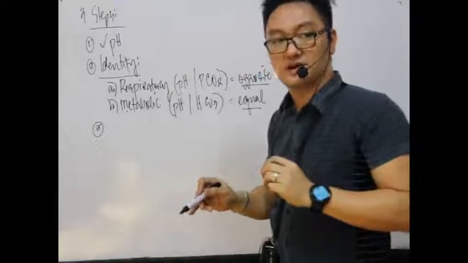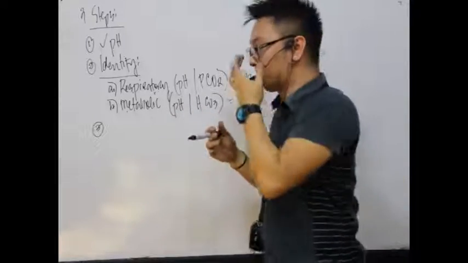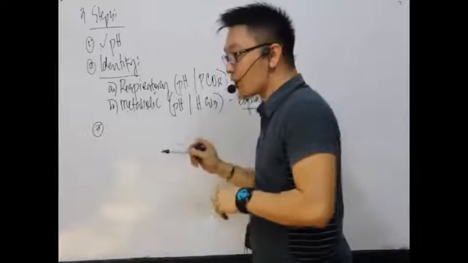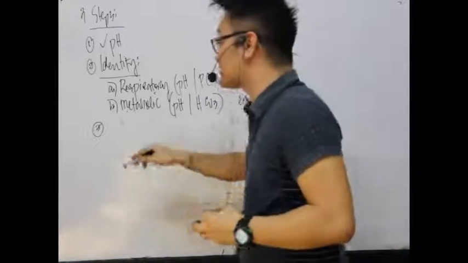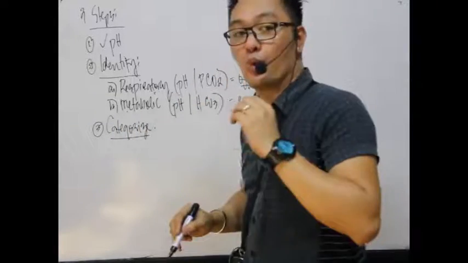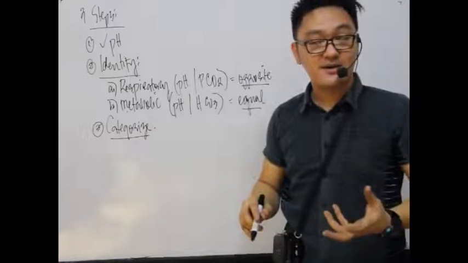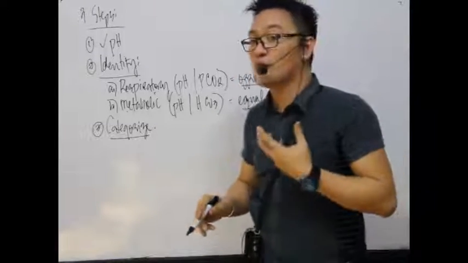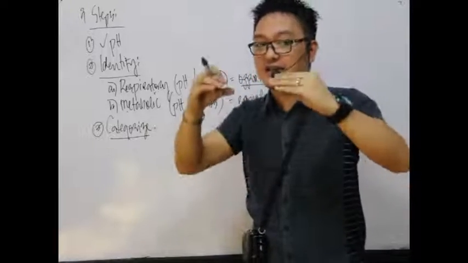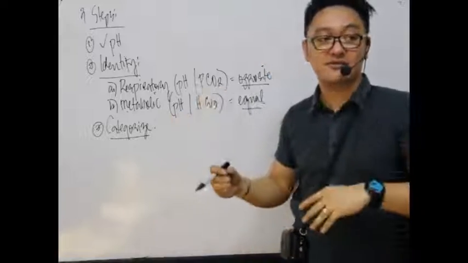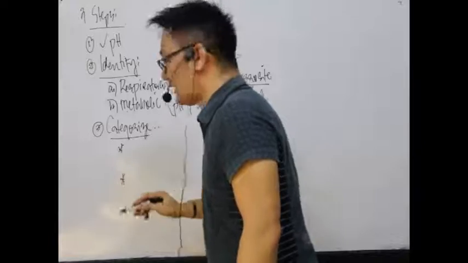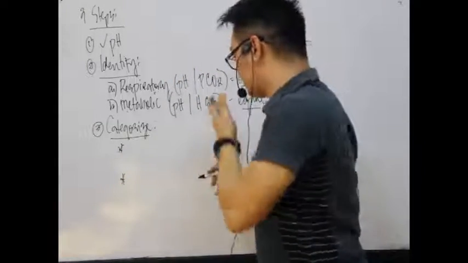It's quite difficult, but let me simplify things for you guys. After identifying whether it is respiratory or metabolic, the third step is to categorize. You need to categorize the problem, whether it is uncompensated, partially compensated, or fully compensated. Actually, I made an algorithm for this so that you can easily follow or track and easily identify a specific imbalance. So here it is. Allow me to write the algorithm first.